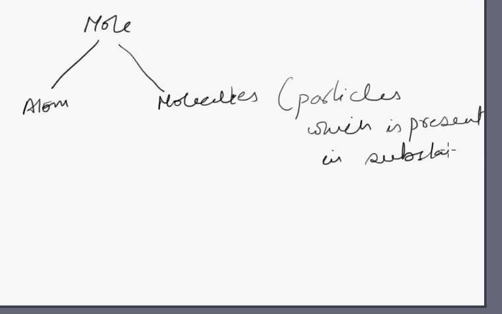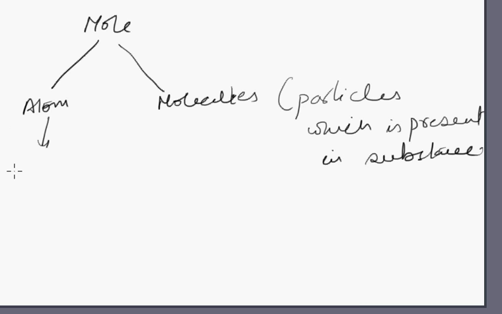In substance, if the substance has atoms and we have the number of atoms in that particular substance, we are knowing the particles. So we have different formulas or different definitions throughout for each and every different particle.